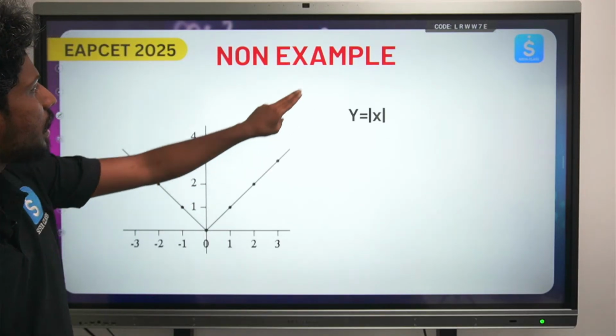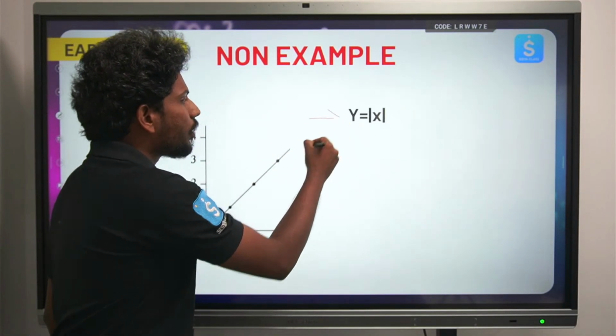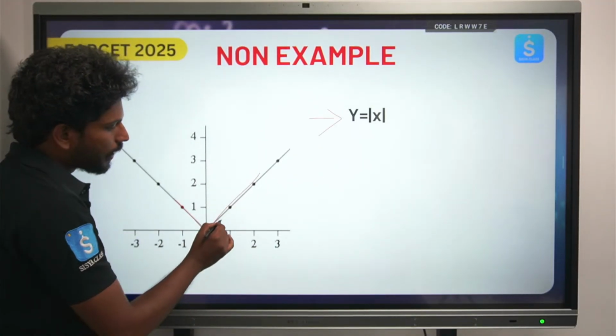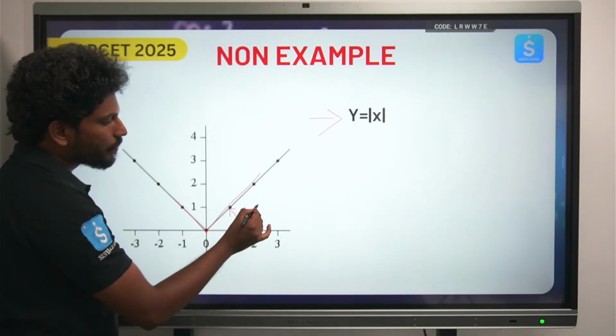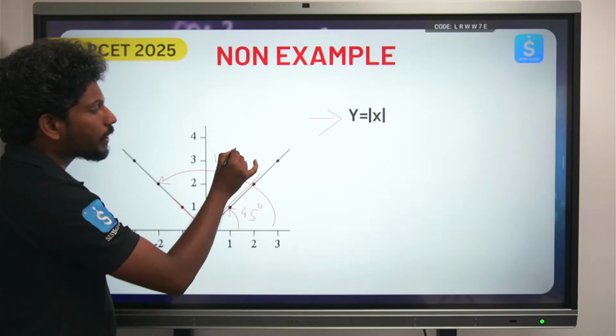So ikkada chudandi, this is a y is equals to mod x curve. Okay, ee curve lo if you see here, there is a v notch at this point. Ikkada chudandi, what is the angle of inclination? This is 45 degree. But what is the angle of inclination over here? That is completely 135 degree.